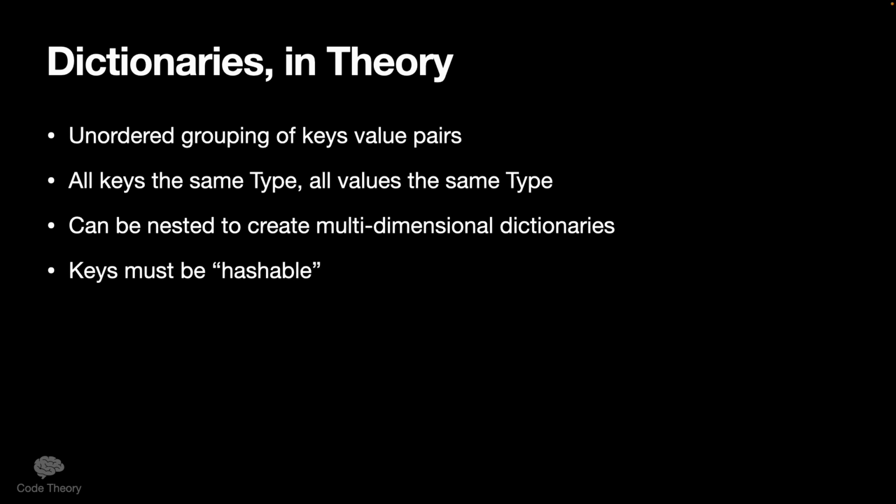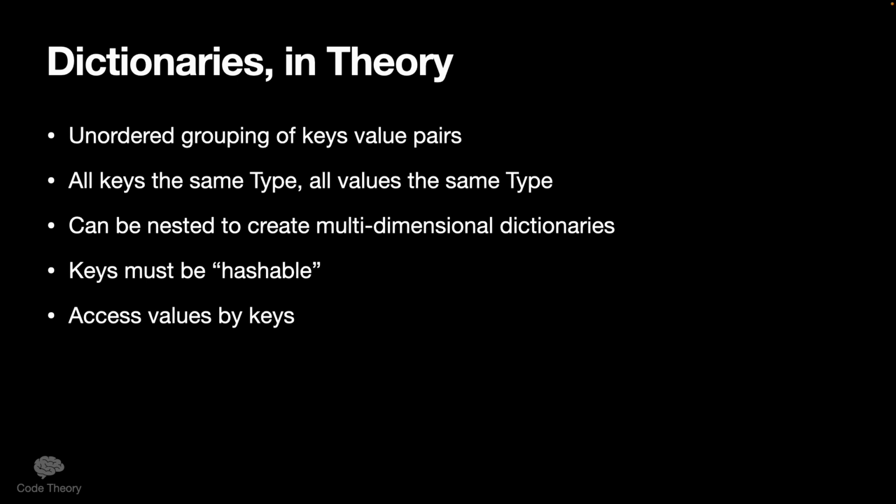Keys must be hashable in dictionaries, just like elements needed to be hashable in sets. So keys need to have distinct hashes, and the grouping of keys in a dictionary is essentially a set. You can only ever have one of each key in a dictionary. So if you add the key banana with a value of 10, and then try to add the key banana with the value of 5, it's just going to overwrite your pre-existing key value pair. We'll look a little bit at that after the theory slide.